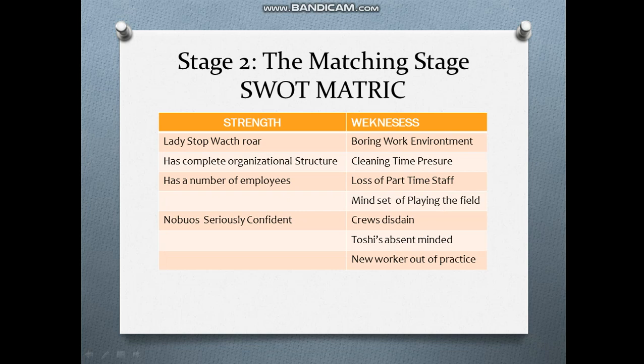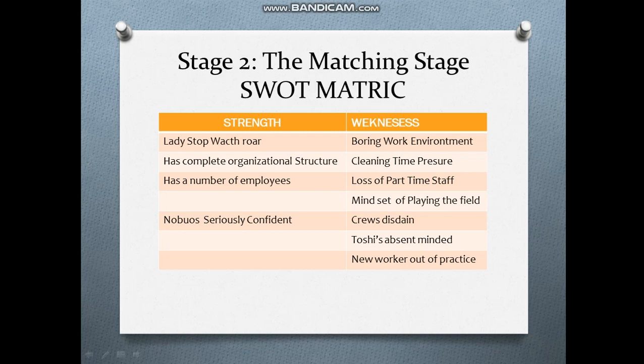Let's begin with how to work with the matching stage. As I explained, in this stage I would like to use the SWOT matrix. First, I list the strengths of this company, in this case RSA, the Rising Sun Airline Ground Company. This is the list: lady staff, stopwatch, a complete organizational structure, a number of employees, and seriously confident staff. This list covers the strengths of this company.